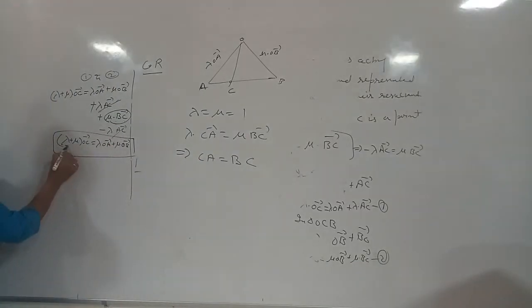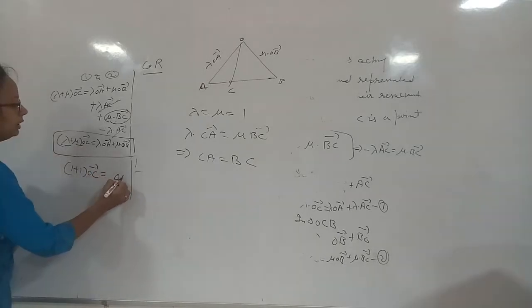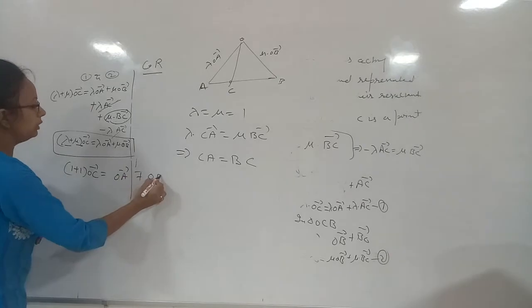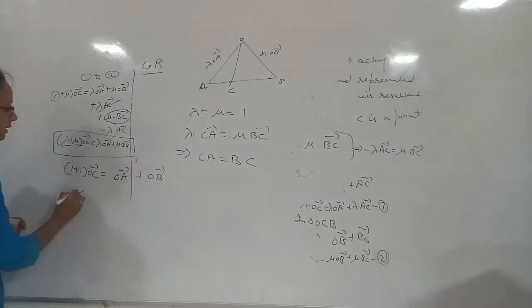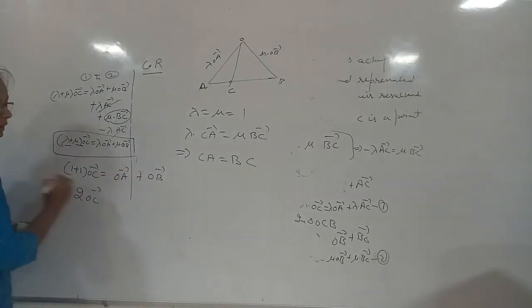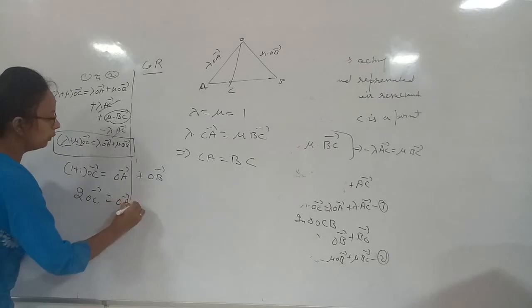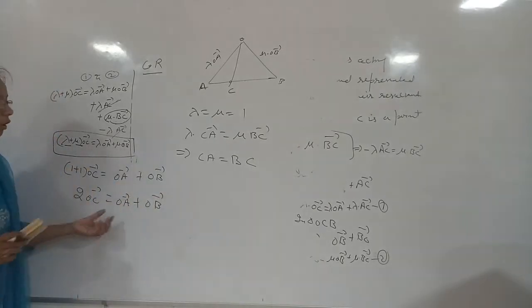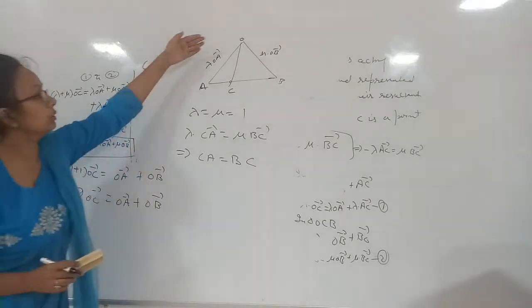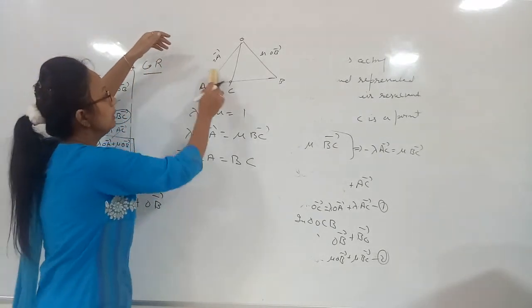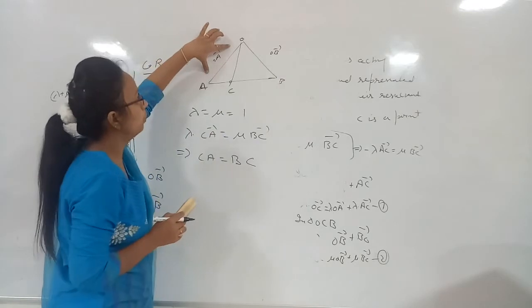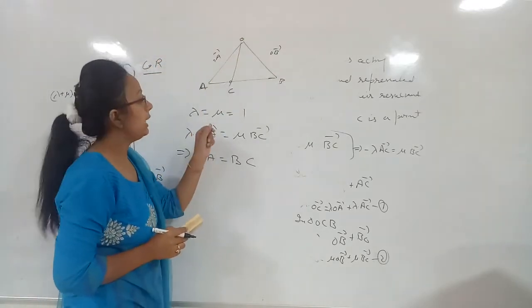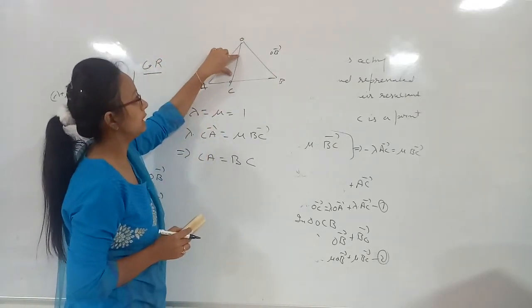So in any question, if C is the middle point, then what will be this result? Look here, because lambda is 1 and mu is 1, we have 1 plus 1 OC is equal to 1 into OA plus 1 into OB. So now the resultant of OA and OB is 2 times OC.